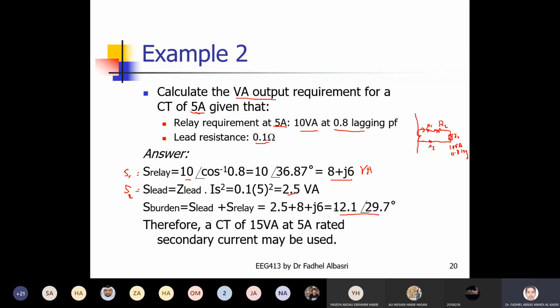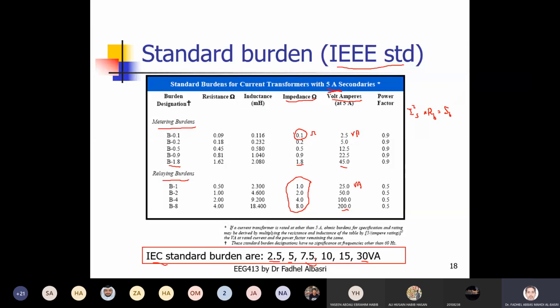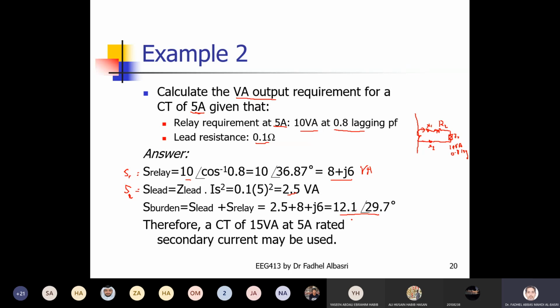So what does that mean? I'm looking to buy a CT whose rated burden shouldn't be lower than 12.1. So if you go to this table now, 7.5 is low, 10 is low, 15 is suitable. 15 is higher than 12, so 15 is the selected suitable burden for this application. Are there any questions?